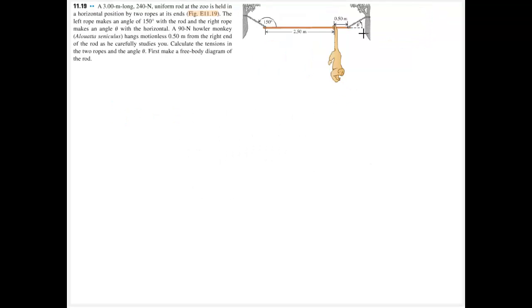Okay, so here we have a monkey hanging from a rod, and we're asked to solve for the tension in the two ropes and the angle theta on the second rope over here. So I'm going to first start by drawing my free body diagram. I'm going to have some tension over here. I'll call that tension number 2.